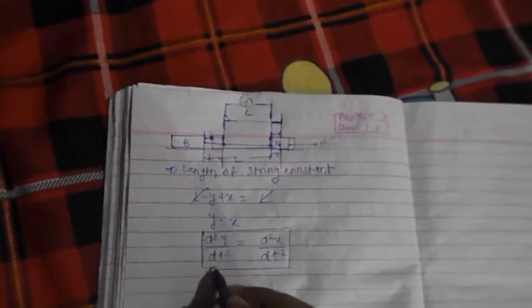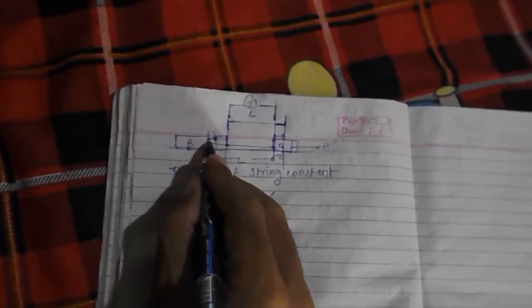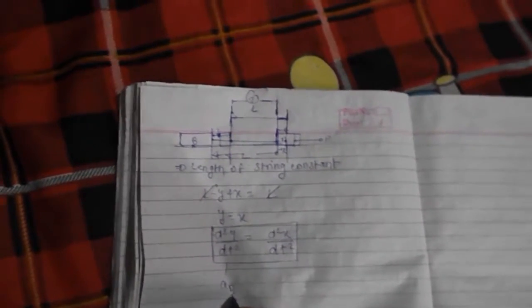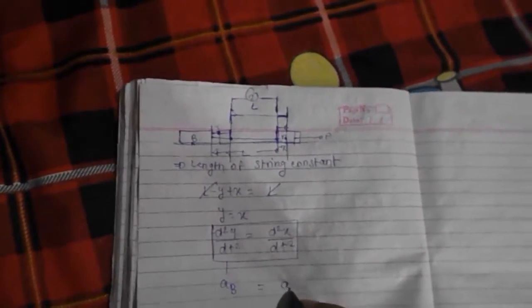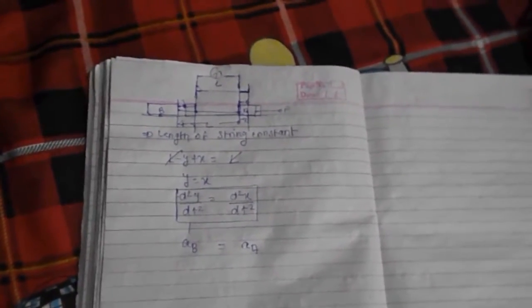So what is this y? This means d2y. Who has traveled y? B. This means the acceleration of B should be equal to the acceleration of A. It is very simple.